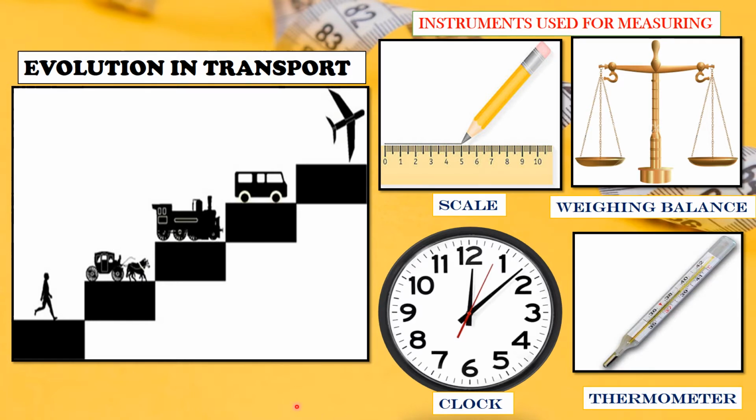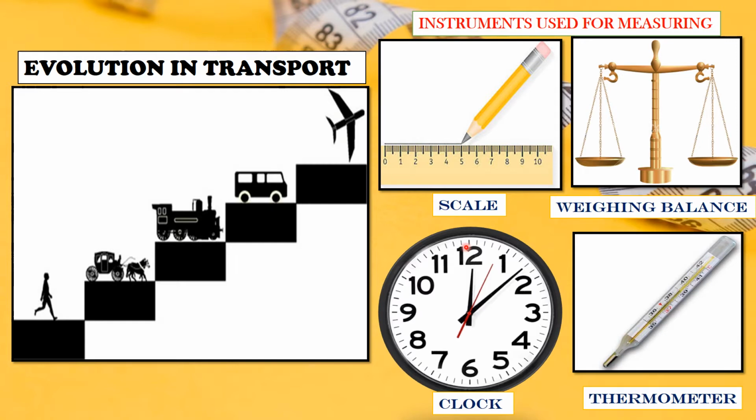With the invention of wheels, things became easy. Animals were used to pull vehicles on wheels. Then came steam engine followed by diesel and petrol engines. Now we have electric trains, metro trains, monorails, aeroplanes, spacecraft. And we have various instruments to measure the distance and time.